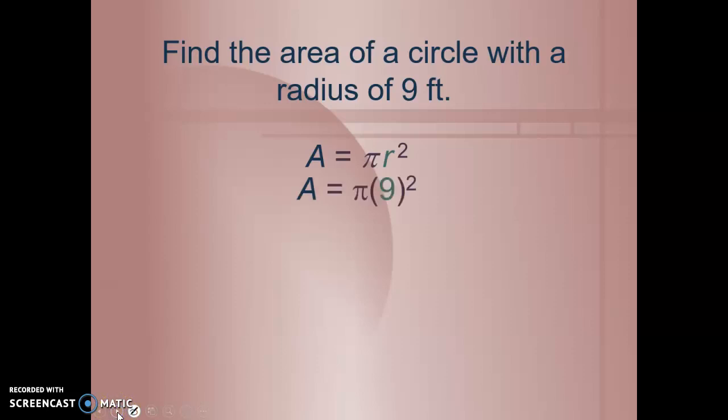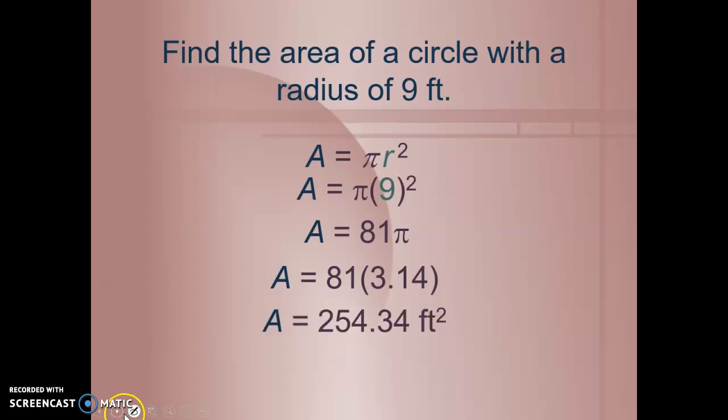All right, we're going to plug in the 9 and square that 9, and we get the area is 81 pi. We can multiply that to get a decimal, or we could leave it as 81 pi, depending on what the question is asking us. When we multiply that out to 2 decimal places, we get 254.34 square feet.